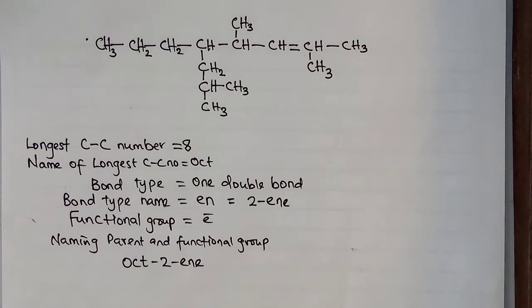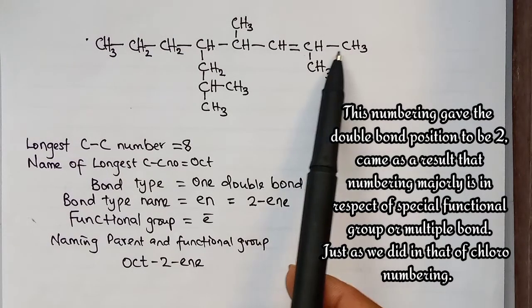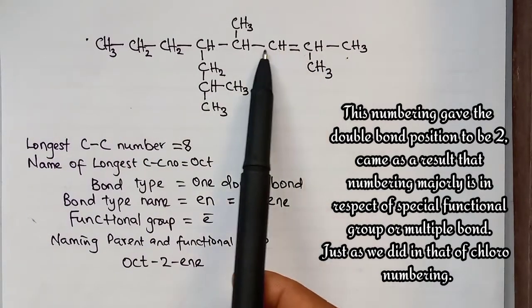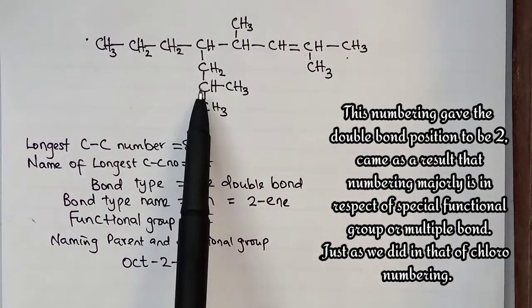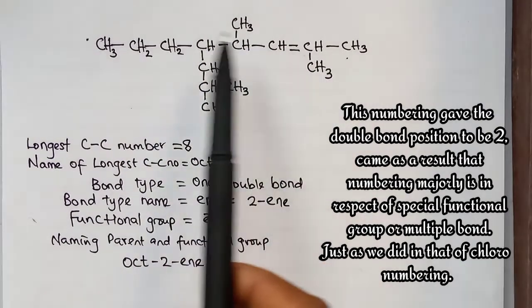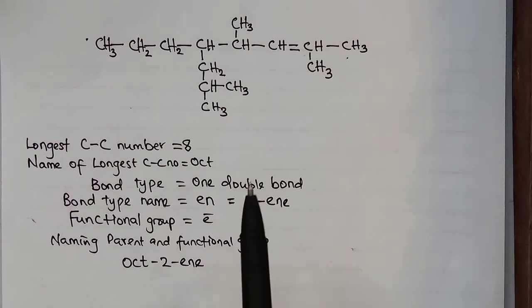The substituents are a problem. Therefore, the next thing to do is to number this. Look at this. We have actually gotten that the position is 2. Therefore, we can start the numbering like this. If you count 1, 2, 3, 4, 5, 6, 7, 8, or 1, 2, 3, 4, 5, 6, 7, 8, we have 2 ways of counting it. But which one is the correct way?